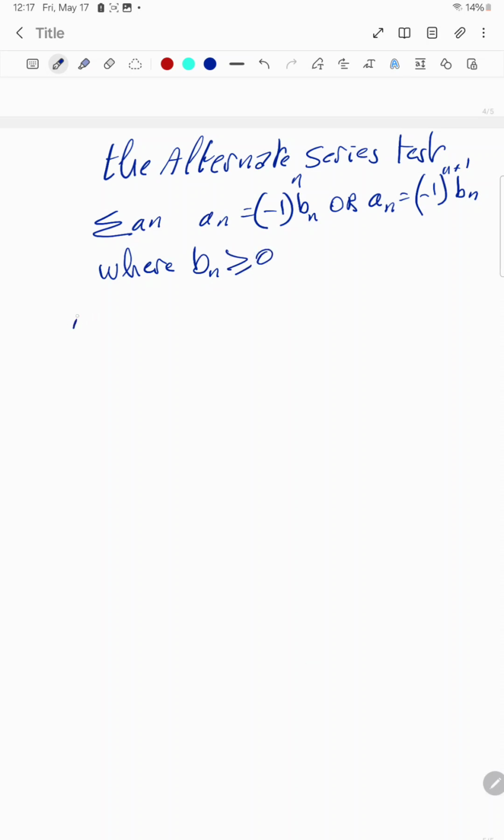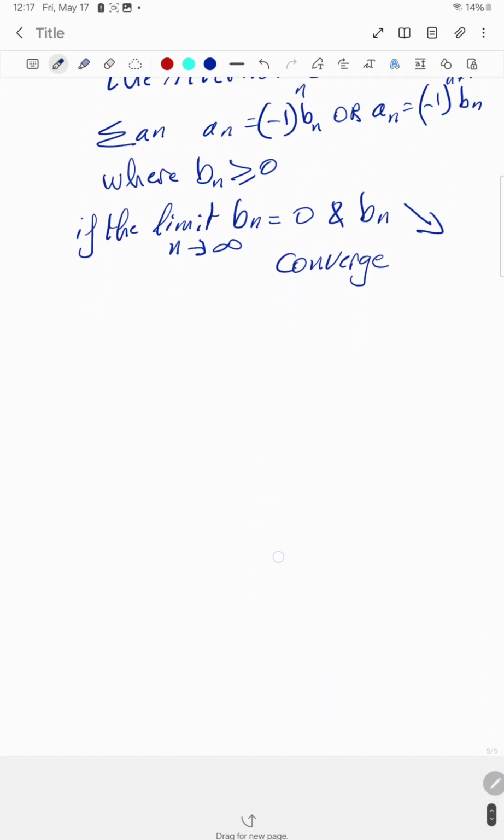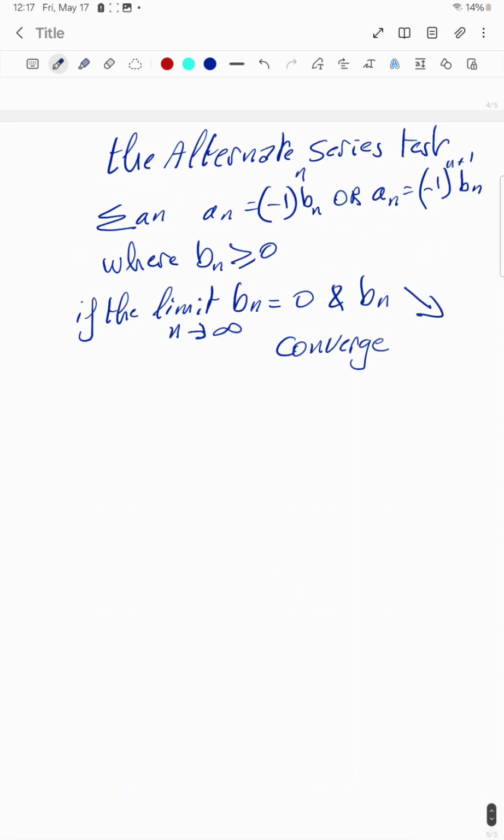So if the limit, and I'll give you an example, you will understand better, of b_n is equal to 0 when n goes to infinity, and b_n is a decreasing sequence, we say it converges. That's the theory, and let's apply the theory in one example. This is an example you have to know and study.